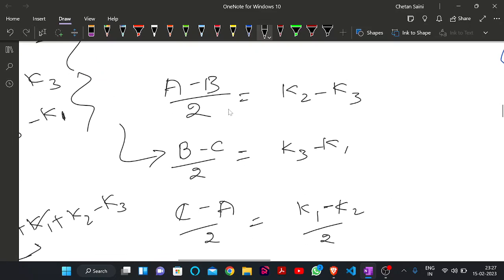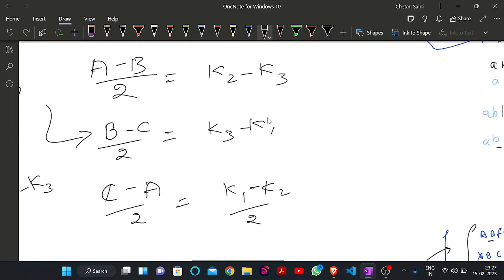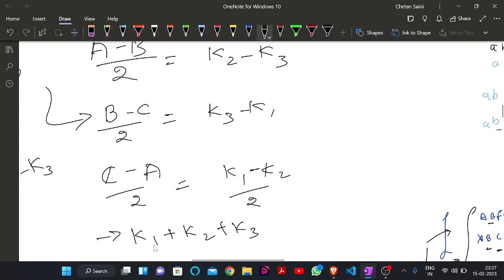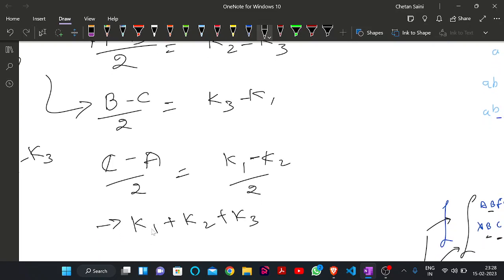So in the final, what do we want? We want to minimize the operations. What is the count of operations? That is K1 plus K2 plus K3. This is the total number of operations which we have performed. What we want is to minimize this one.